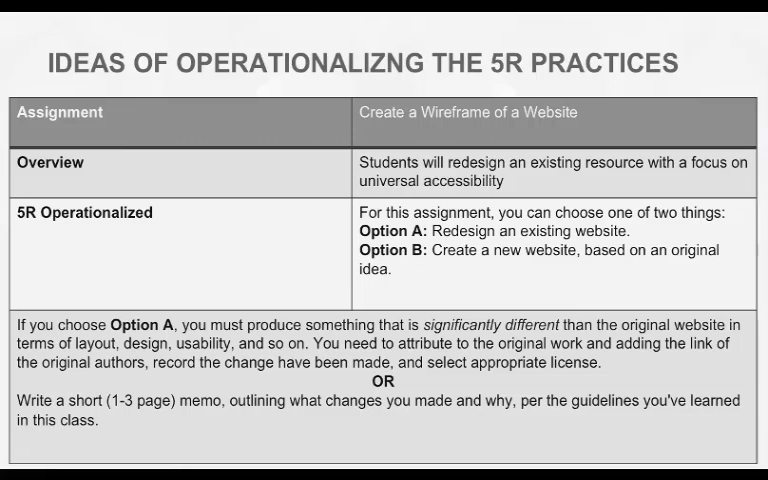If a student selects option A, they must produce something that is significantly different than the original website. They need to attribute the original work and add the link of the original authors to record the changes that have been made to the original work, and also to select the appropriate license. Or they can write a short memo, 1 to 3 pages, outlining what changes they made and why.